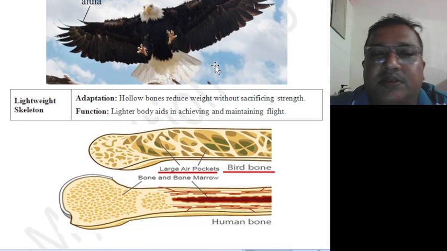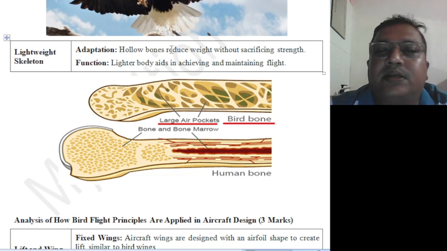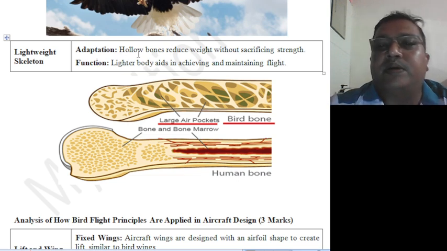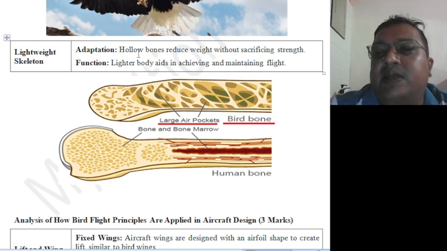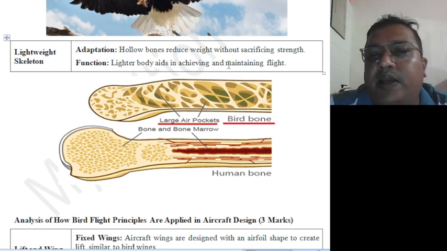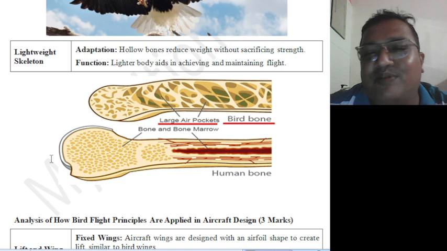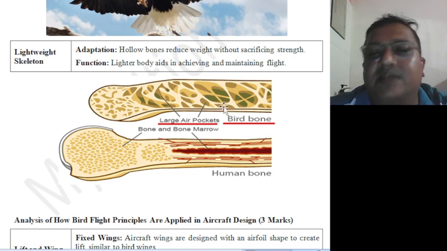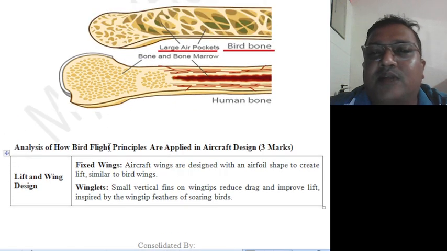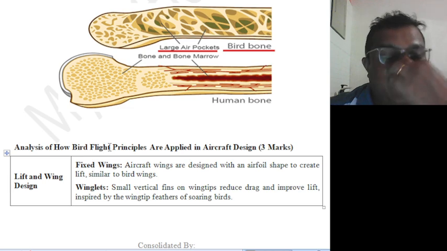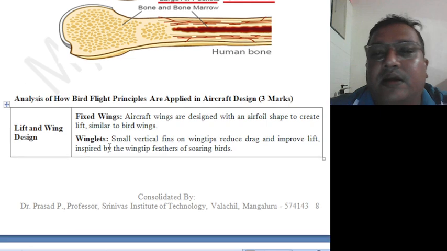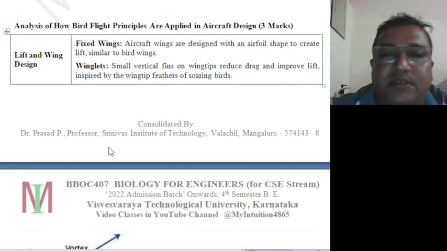Okay, the turbulence. Now the low weight skeleton adaptation is the hollow bones of the birds, which reduce the weight without sacrificing the strength. The lighter body aids in achieving and maintaining the flight. So the comparison is given, a human bone as well as a bird bone. That's why we are not able to fly, because our bones have more weight, whereas bird bones are hollow, there are air packages. Therefore, aeroplanes are also made similar to that, with that consideration of a hollow type of structure.